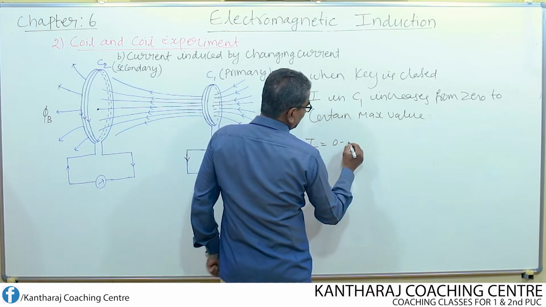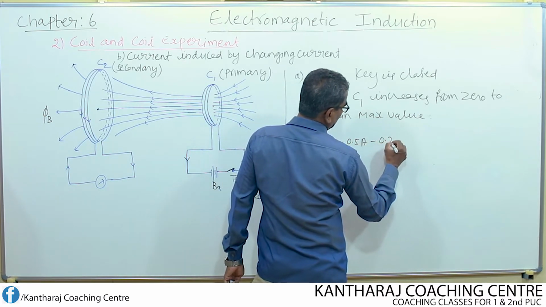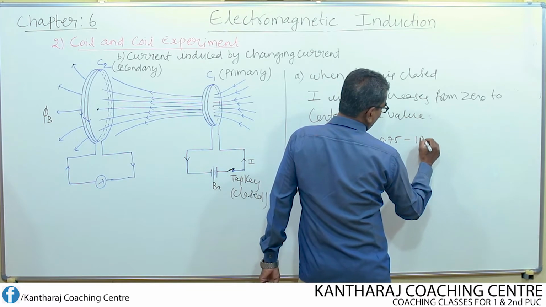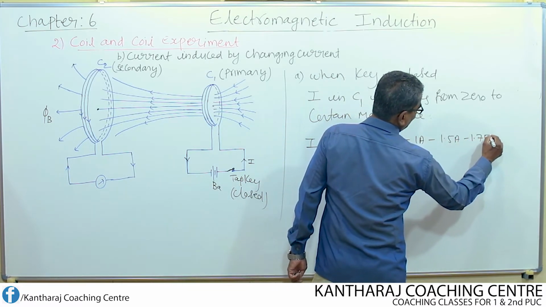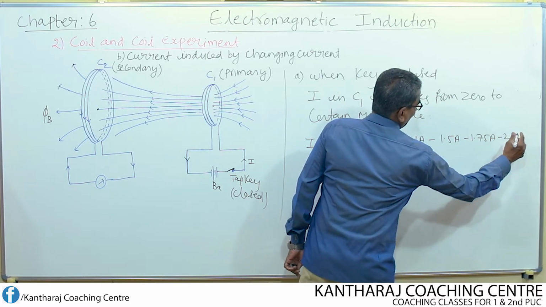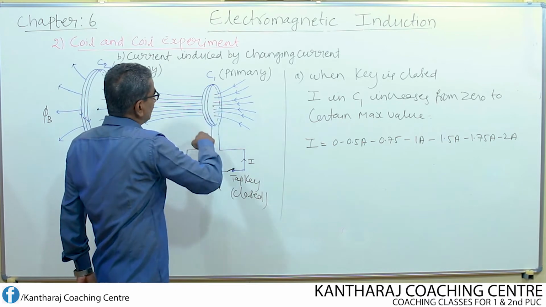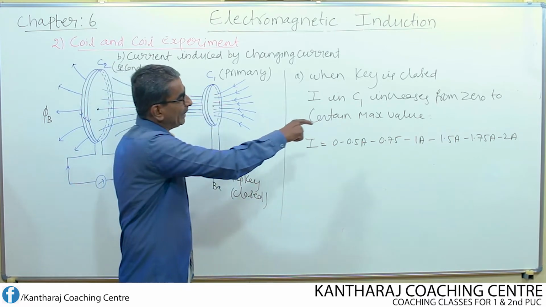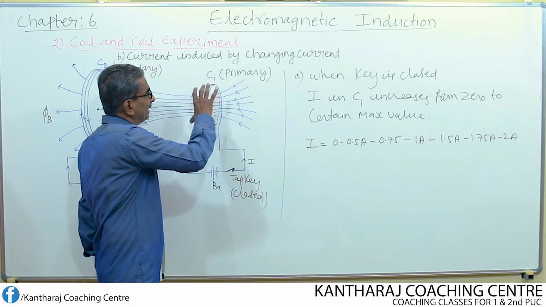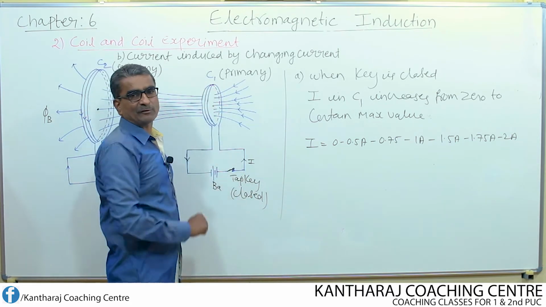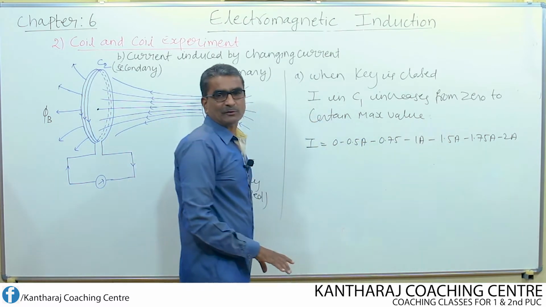From 0, the current may increase to 0.5 ampere, 0.5 may become 0.75, then it may become 1 ampere, then 1.5 ampere, then 1.75 ampere and 2 ampere. So maximum current, say for example, let us assume the maximum current to be passed through this coil is 2 ampere. Of course, we can pass any amount of current depending upon the strength or the capacity of the primary coil. Say for example, if you pass 2 amps of current, how?